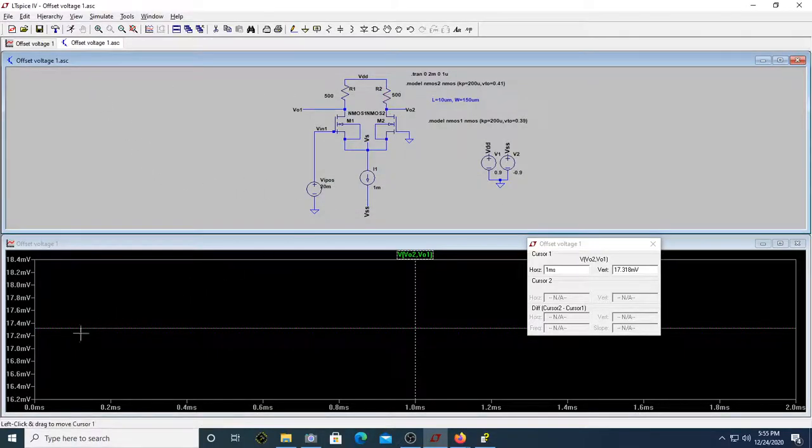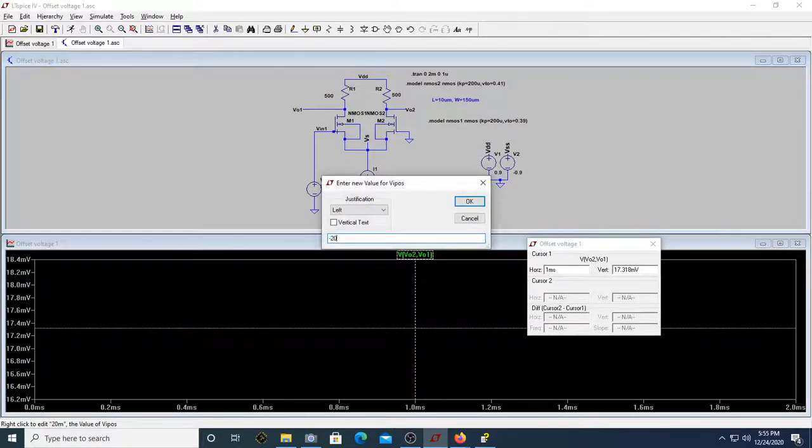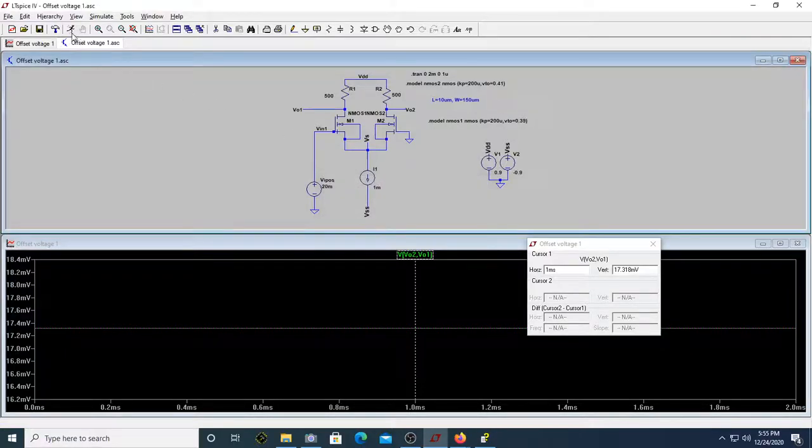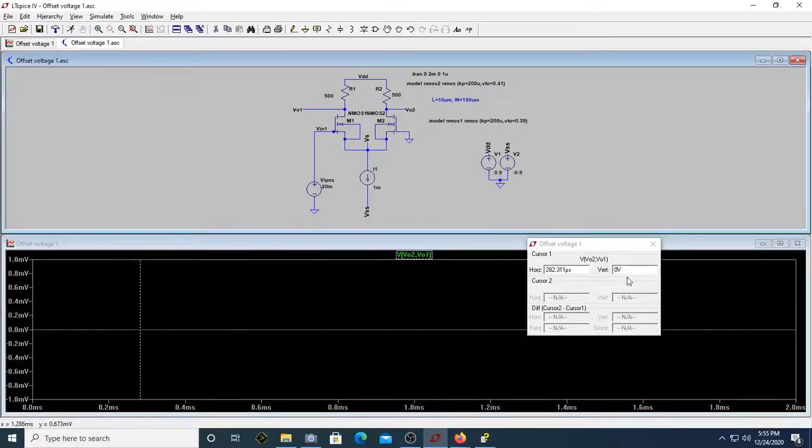Now you can see here it is positive. Actually, I need to apply minus 20 millivolt. And then run it and see what happens. Can you see it's almost 0? So there was a positive offset voltage. To overcome that, I need to apply a negative input offset voltage so that the output offset voltage becomes zero.